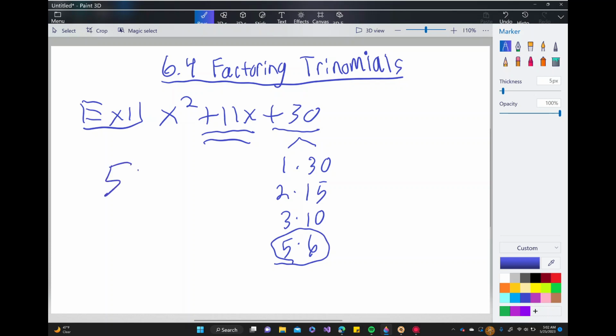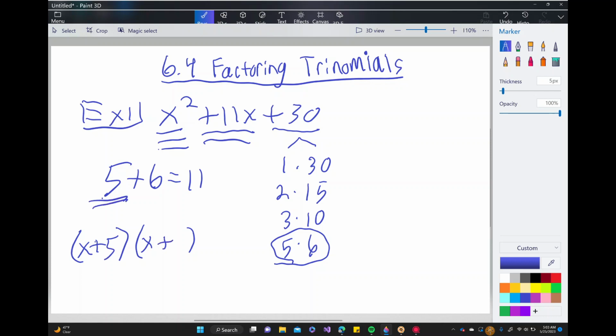So what we do off to the side, 5 plus 6 equals 11. And now it's positive 5 plus 6, which means both numbers are positive. And then in our factored form, we're just going to write x and x, because x times x will give you x squared. And then it's plus 5 because this is a positive 5, and plus 6 because it's a positive 6.